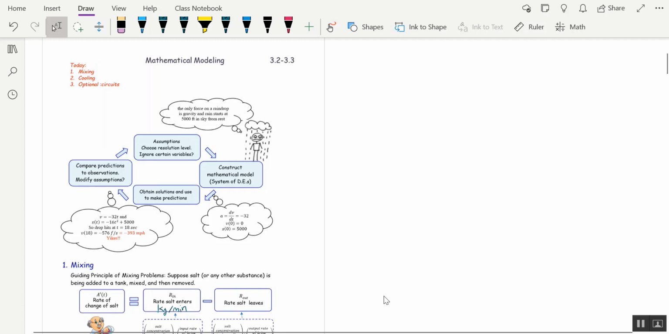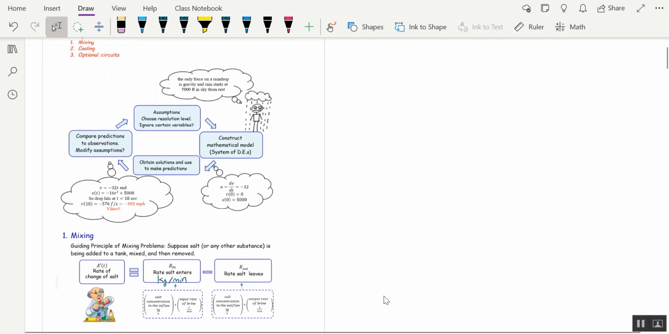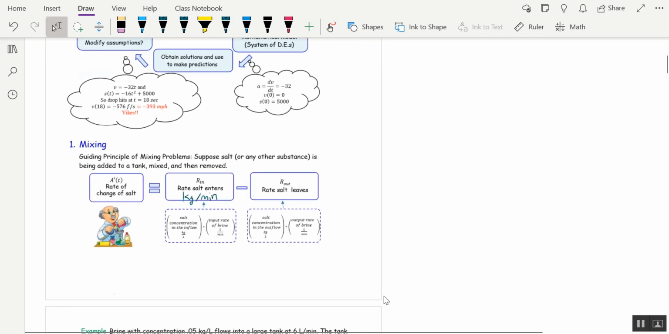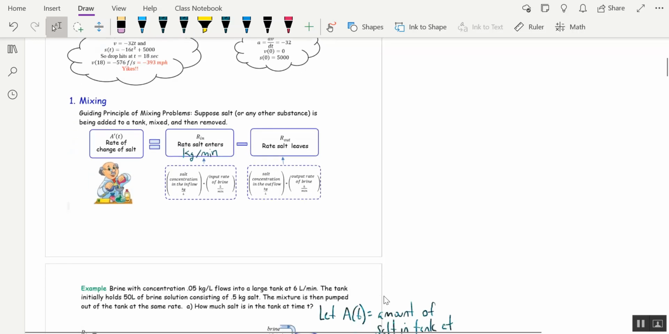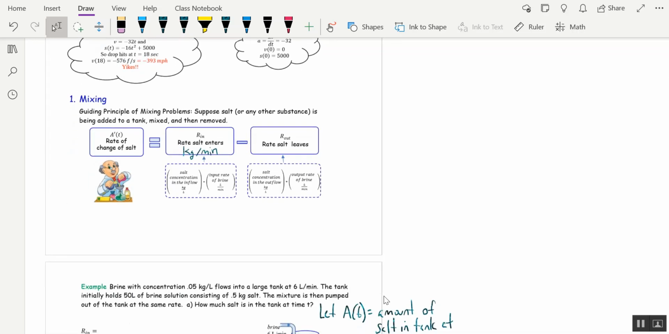To the section on modeling. This is one of my favorite sections. Today we're going to talk in particular about mixing and cooling. So here I've got a guiding principle for mixing problems for you, and you can read through that as I'm going through a problem and make sense of what I'm doing in terms of that image.